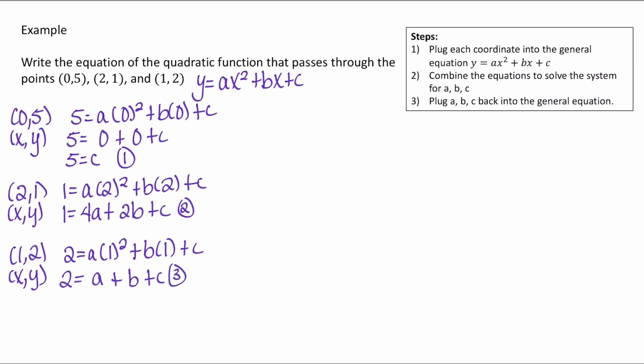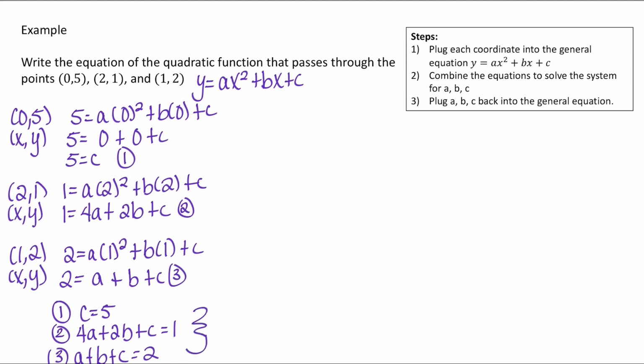So what I'm going to do now is combine these 3 equations. You can see that I have 3 equations now. I have c equals 5, I have 4a plus 2b plus c equals 1, and then I finally have a plus b plus c equals 2. These 3 equations form a system that I can now solve in order to figure out the values of a, b, and c.